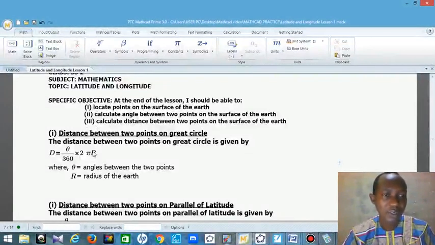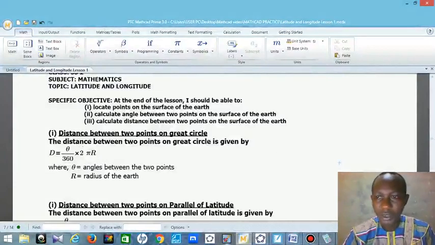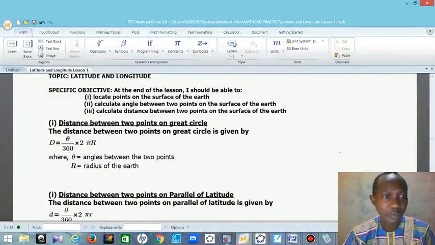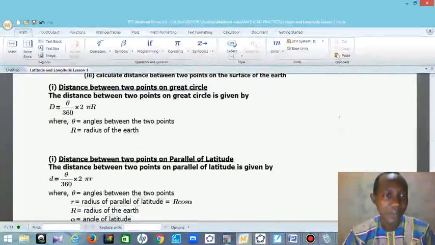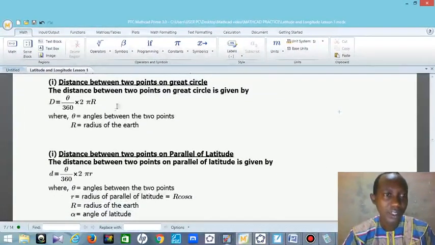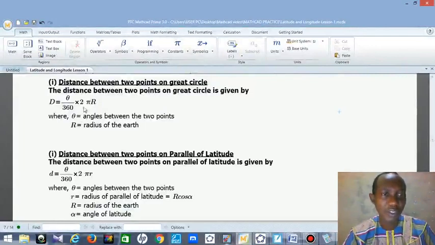Then from there you can now use your distance formula, which is the length of an arc formula. You can see it here: theta over 360 times 2 pi r. So the only difference I did in the two formulas is this. Let me show you well. The distance between 2 points on a great circle, I use capital letter R, just to show you that is the radius of the earth we use for great circle, since the great circle is the largest circle the earth has. So we use capital R.